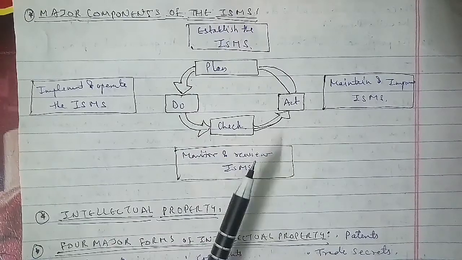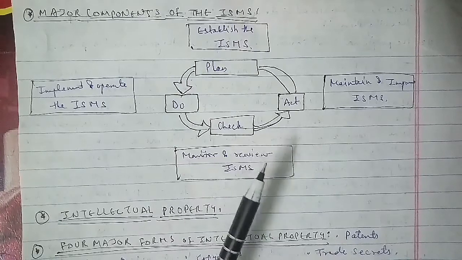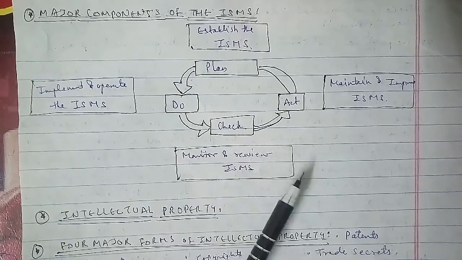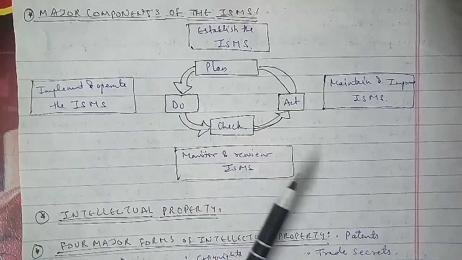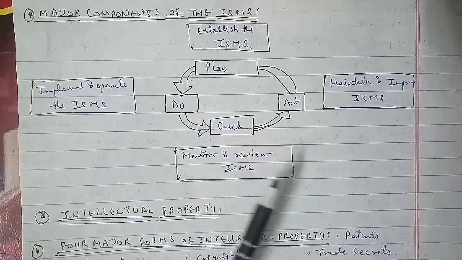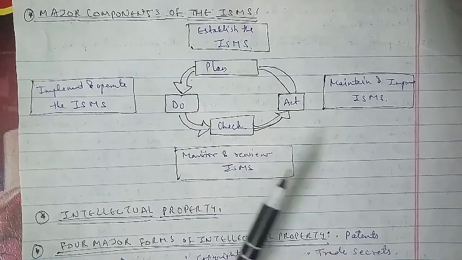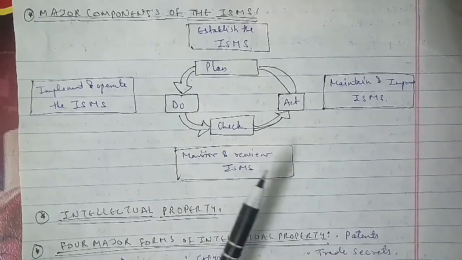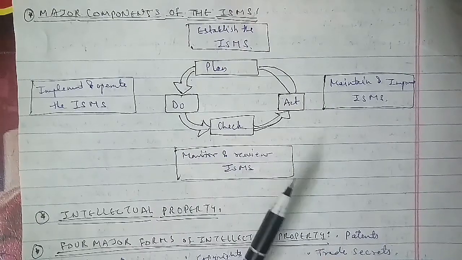Now we'll discuss some of the details here, about intellectual property, as well as the importance of intellectual property. Intellectual property is a property that arises from the human intellect, and it is the product of human creations as well. It is an intangible form of property.